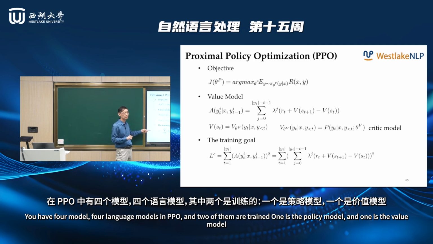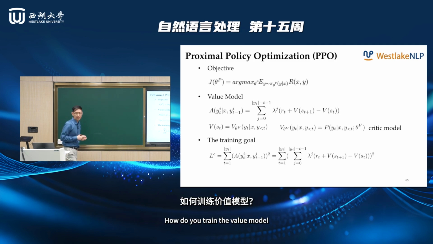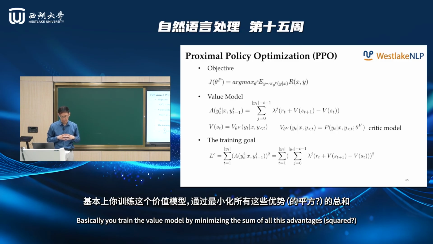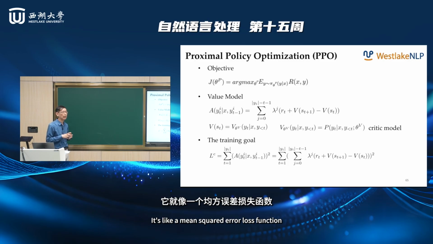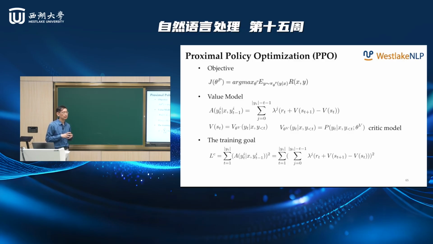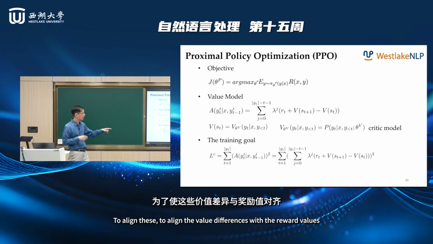How do you train the value model? Basically, you train the value model by minimizing the sum of all these advantages. So it's like a mean squared error loss function, to align the value differences with the reward values.